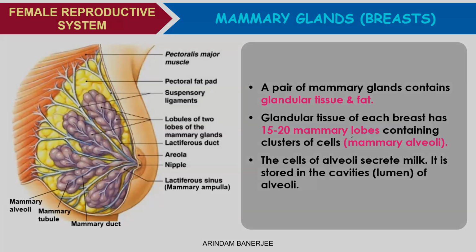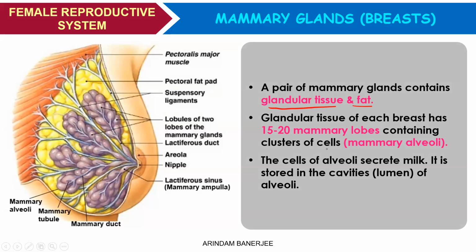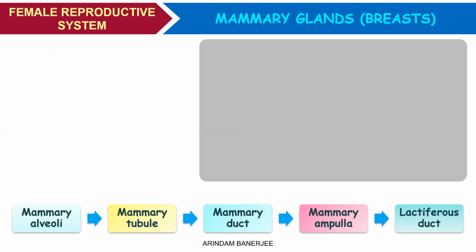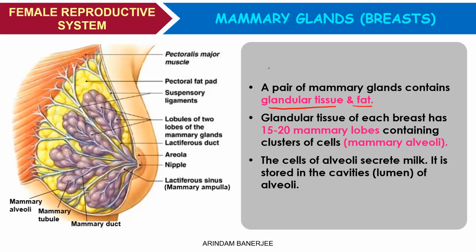It contains clusters of cells that are called mammary alveoli. So as I told you, the mammary gland is basically formed of glandular tissue and fat. The glandular tissue of each breast contains 15 to 20 mammary lobes, and each of the mammary lobes contains clusters of cells, called mammary alveoli. So just see the structure.